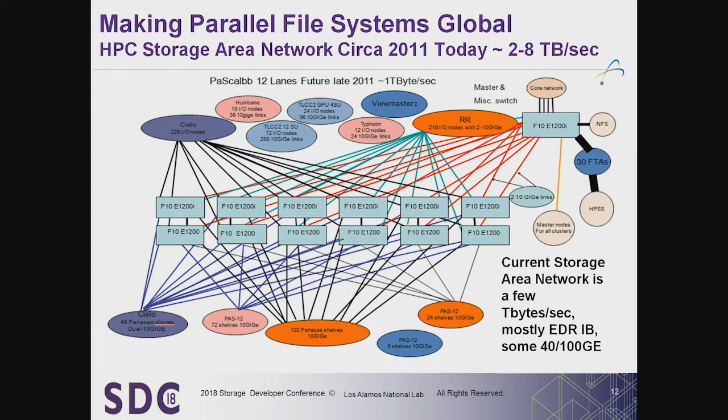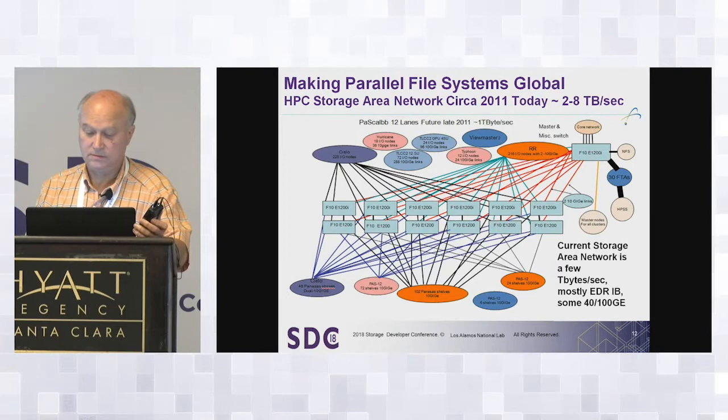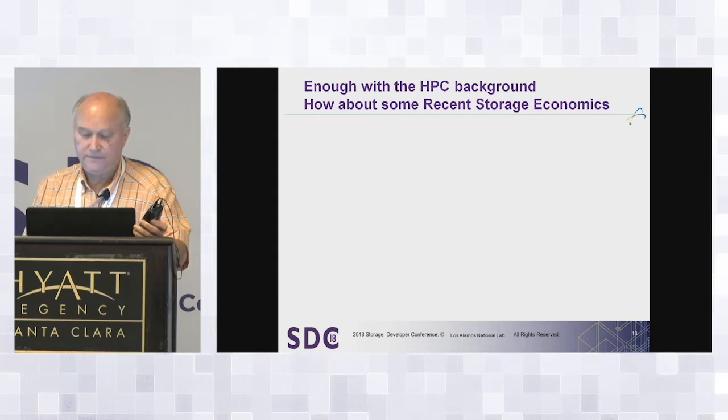Today, things are much, much larger. Think about 10 terabyte per second networks to connect machines together, which is a lot of wires and a lot of switches and a lot of things to go wrong. But we do this sort of on a daily basis. Well, enough with the history. Let's talk a little bit about some economics.